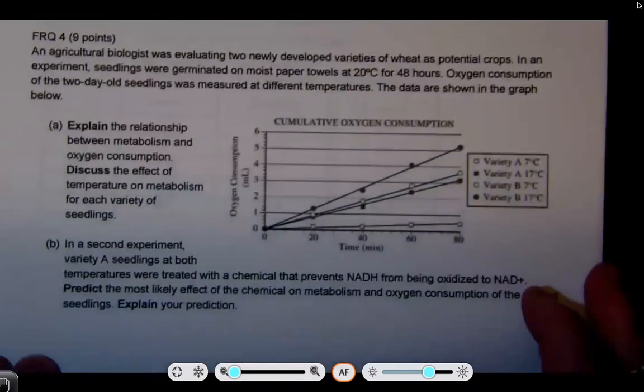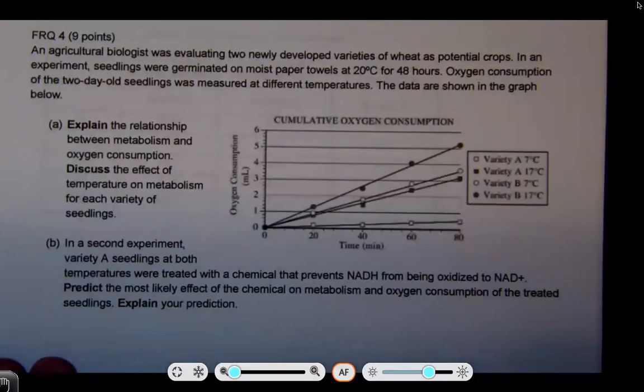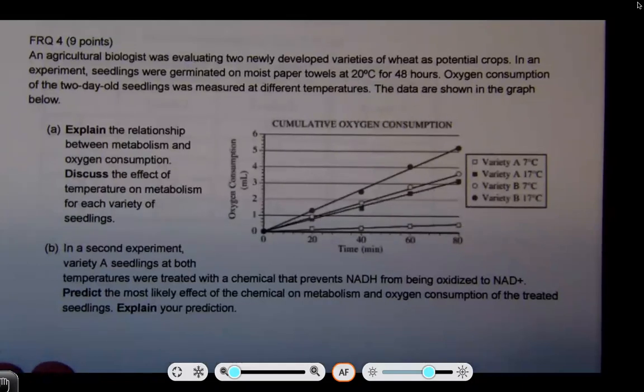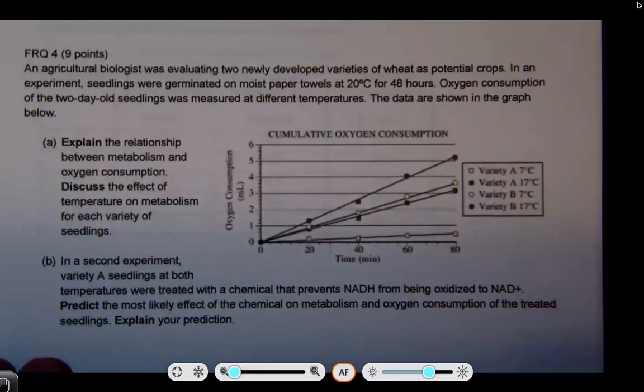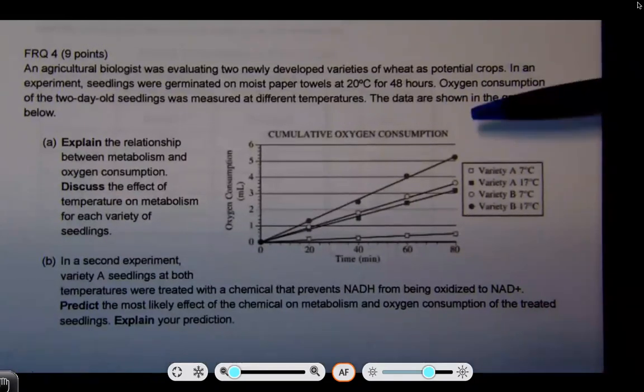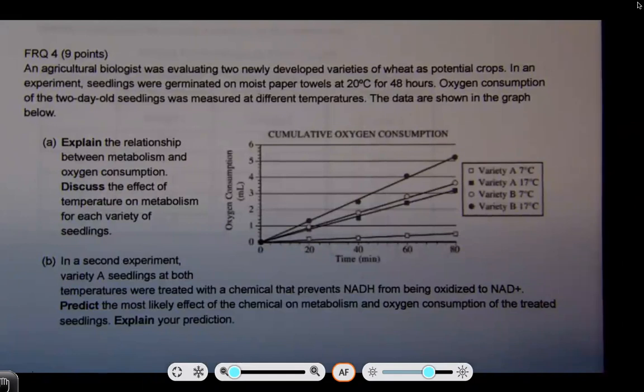FRQ4 is very, very similar to what you could expect on that, hey, here's an experiment, show me what it means. In FRQ4, an agricultural biologist was evaluating 2 newly developed varieties of wheat as potential crops. In an experiment, seedlings were germinated on moist paper towels at 20 degrees Celsius for 48 hours. Oxygen consumption of the 2-day-old seedlings was measured at different temperatures. The data are shown in the graph below.